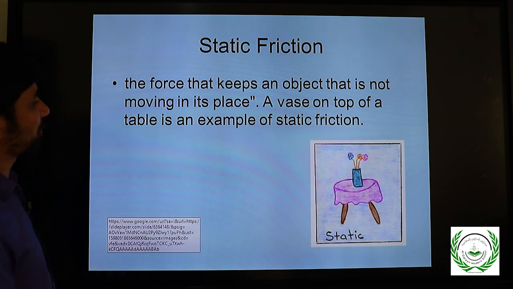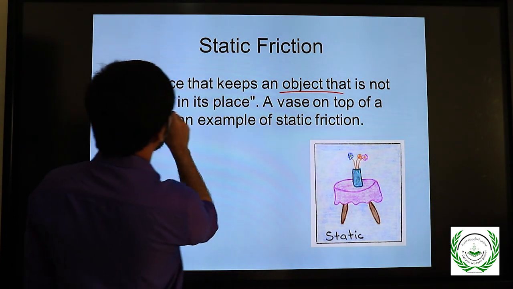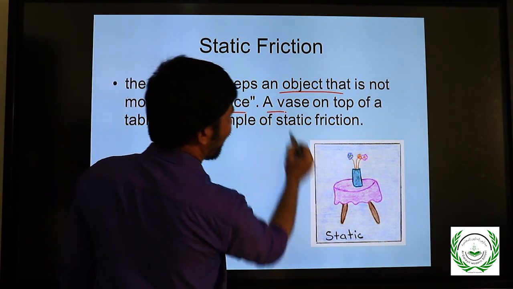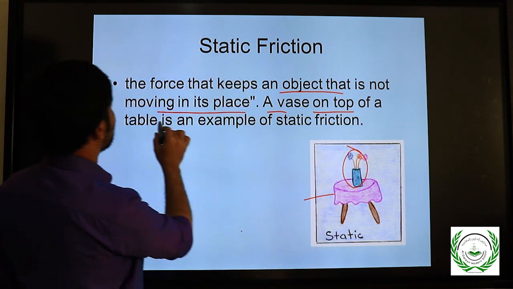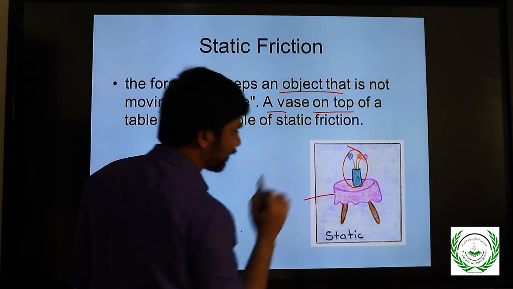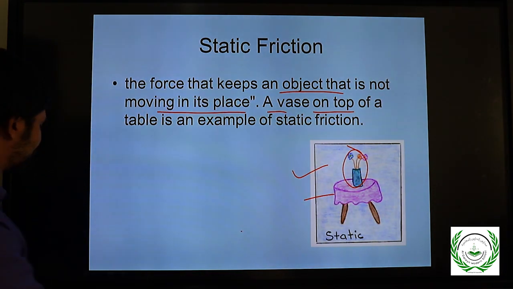Now, static friction. Look here, one more example of static friction. It is the force that keeps an object that is not moving in its place. A vase on the top of a table is an example of static friction, since it is not moving.